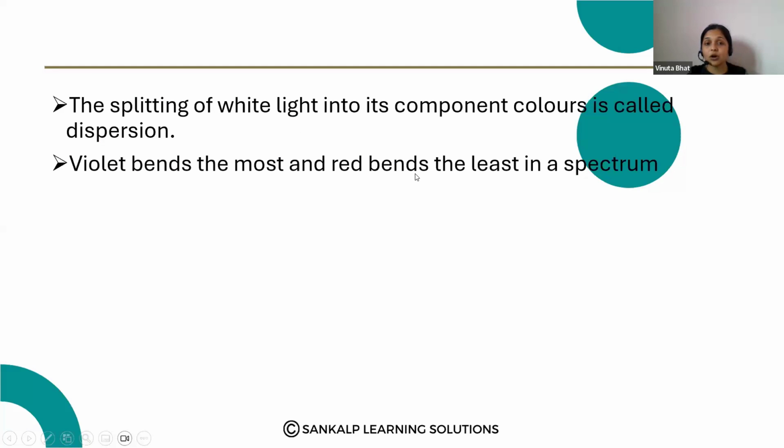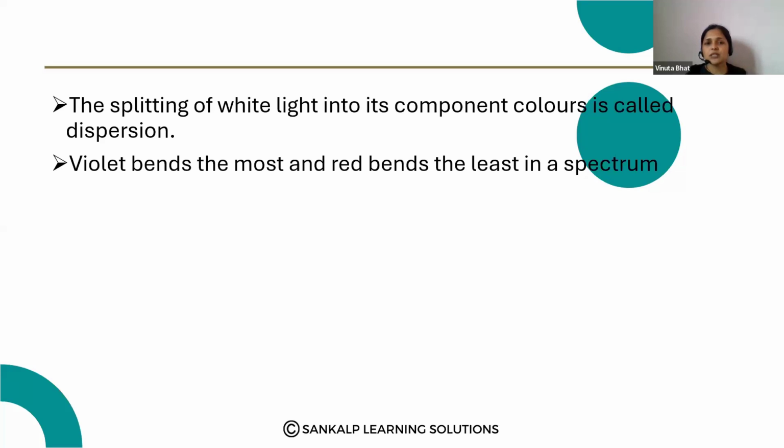Here, the splitting of white light into its component colors is called dispersion of light. So you know that white light, when it passes through the prism, or when it passes through a water drop in the atmosphere, will split into the 7 colors. Commonly what you observe is light with only one color, but white light is made of 7 different colors, and that makes the white light.